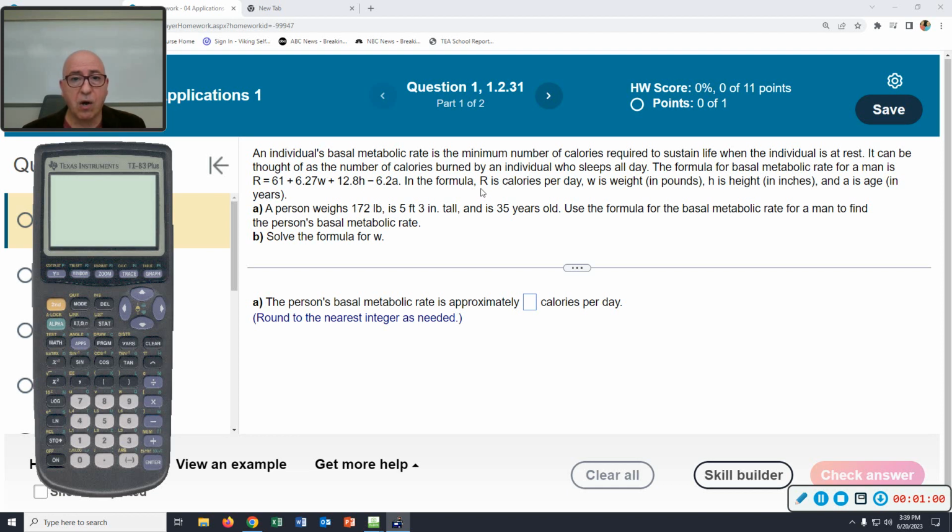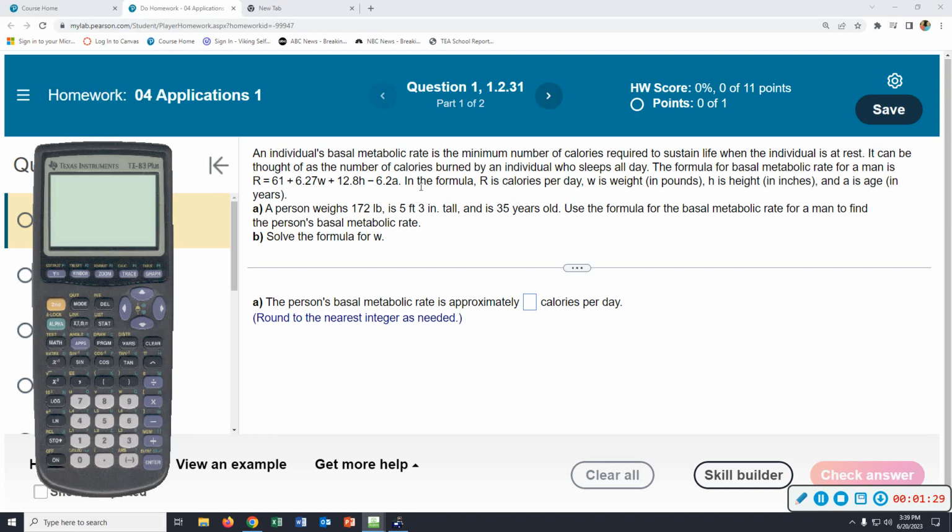In the formula, R is calories per day, W is the weight in pounds, H is the height in inches. So if they give it to you in feet, you're going to have to multiply by 12 to get it in inches, and A is the age in years. Well, I think I better write that formula down and we can get started on this. Let me stop that and let me write this down.